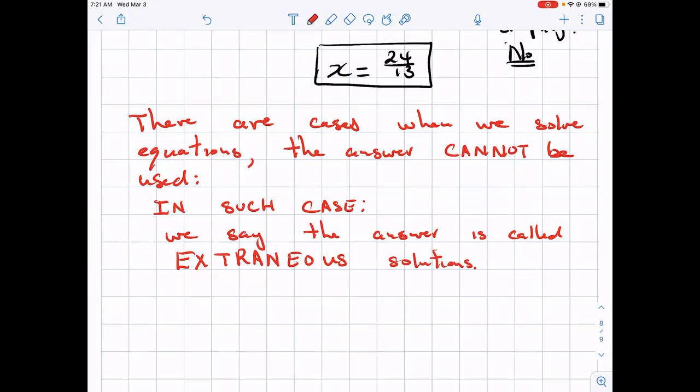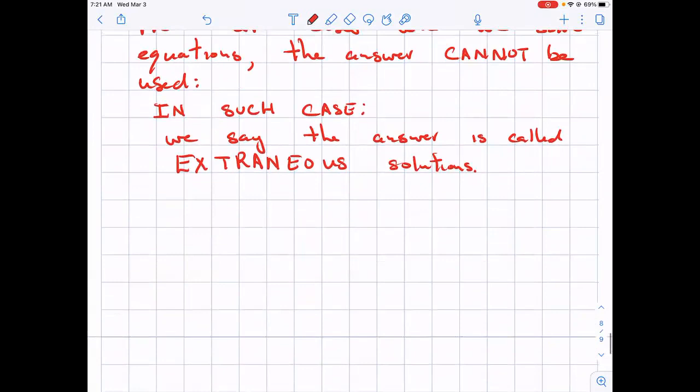So there are cases where we're going to solve an equation, we'll get an answer, but when we try to check the answer, and this is very important as to why you check, you will notice that the answer that you obtained cannot work. Let's look at a scenario.